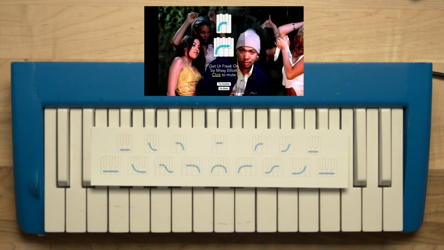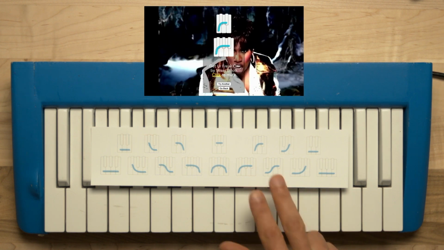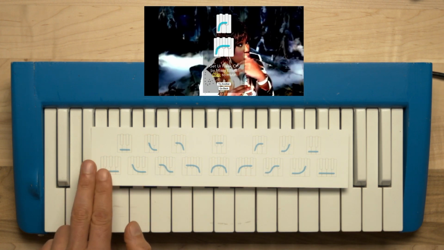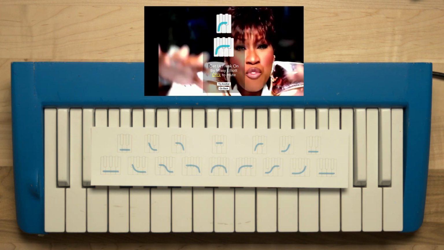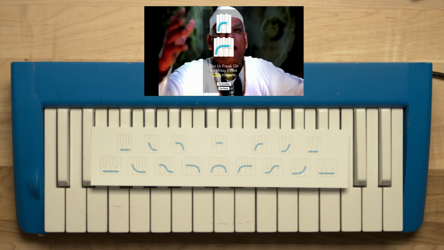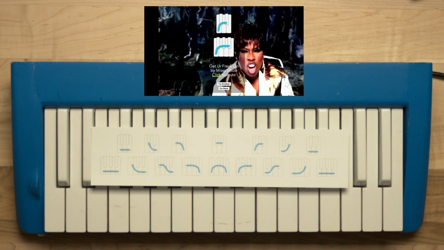Also, notice how every shape on one side has its mirror image on the other side. And this symmetry makes the shapes even easier to remember, because if you know one shape, you can think of its opposite, and then you know two shapes instead of just one.